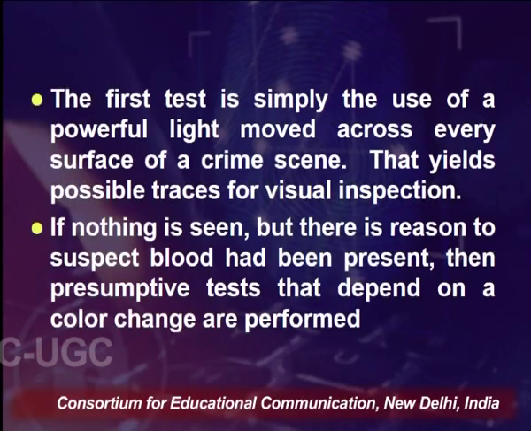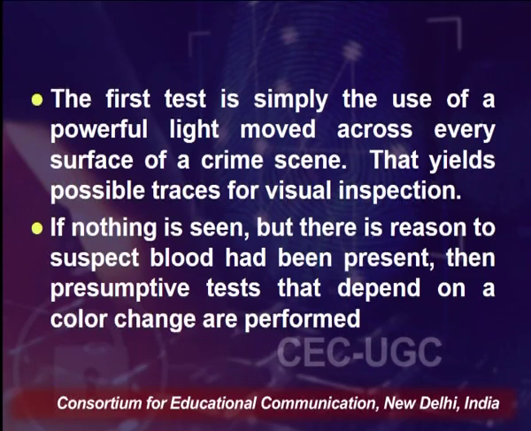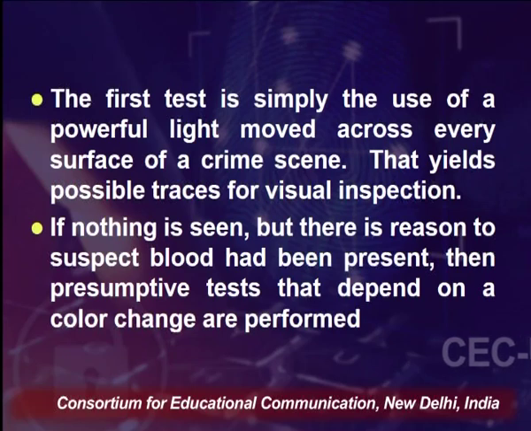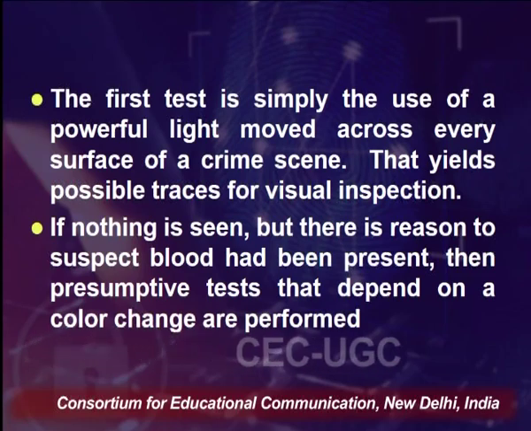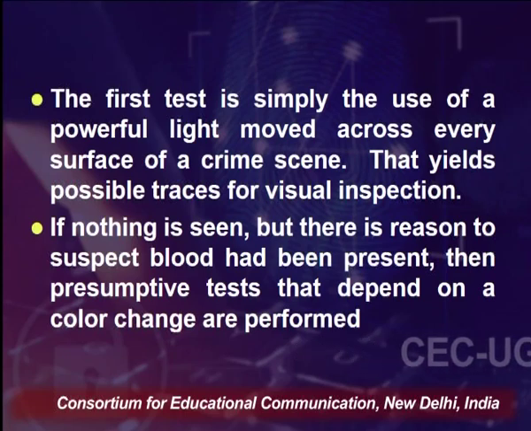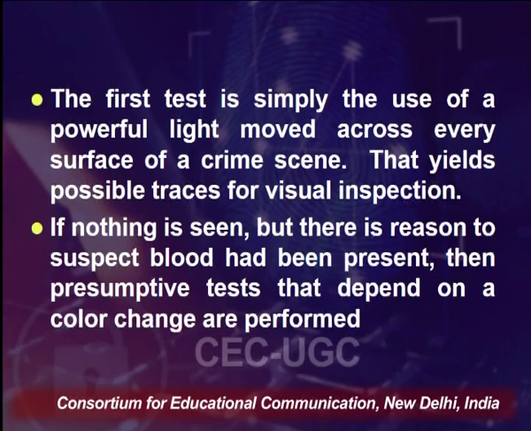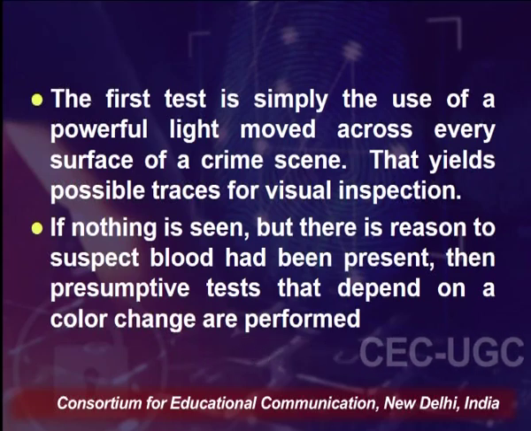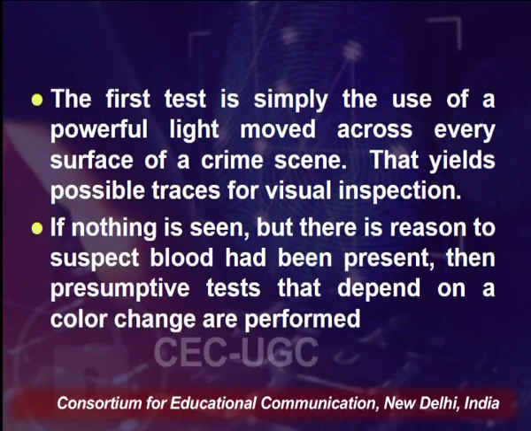The first test is simply the use of a powerful light moved across every surface of a crime scene, which will give us a broad idea where there are possible traces of any evidence. If there is nothing seen, there could be no reason to suspect that blood was present there, and then the presumptive test depends on a color change. If the chemicals are added and the color changes, then we can say that blood is present.